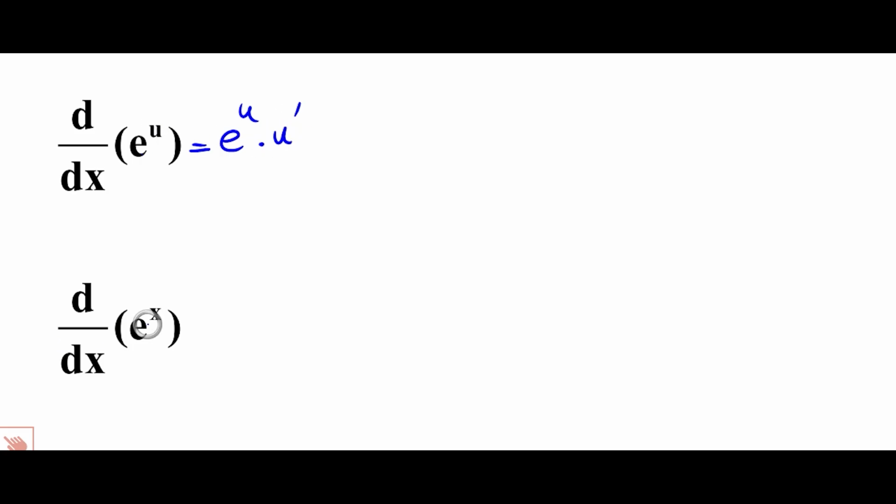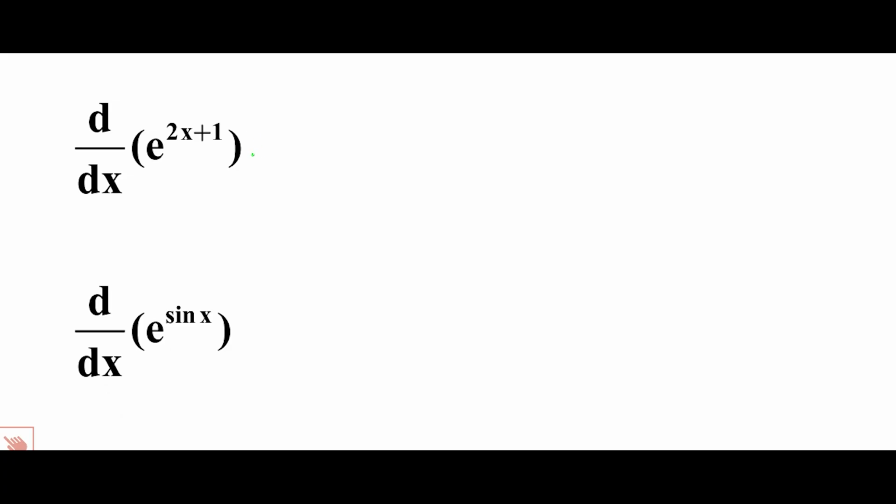For example, the derivative of e to the x is equal to e to the x times the derivative of x, which is 1. So e to the x is the only function that is equal to both its derivative and its integral. Okay? Or the derivative of e to the 2x plus 1 is equal to e to the 2x plus 1 times the derivative of 2x plus 1, which is 2. So we have 2 times e to the 2x plus 1.